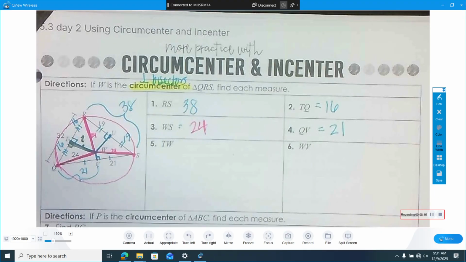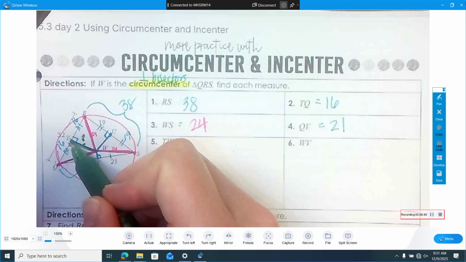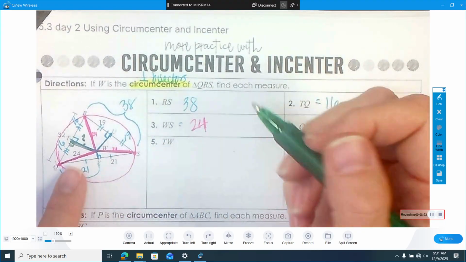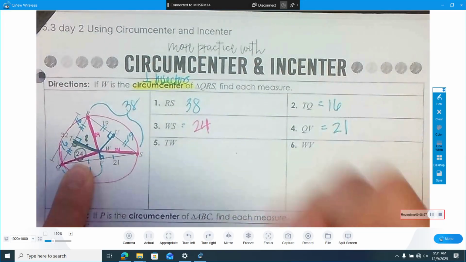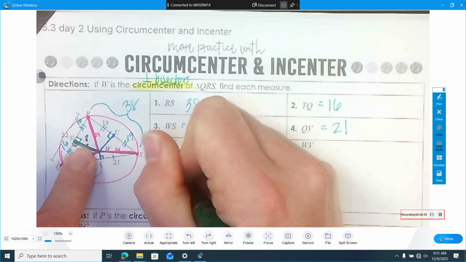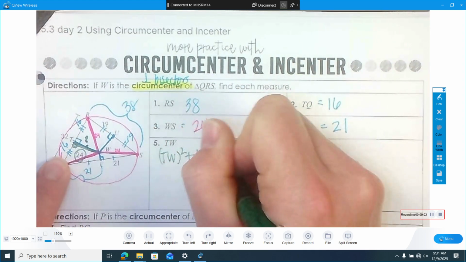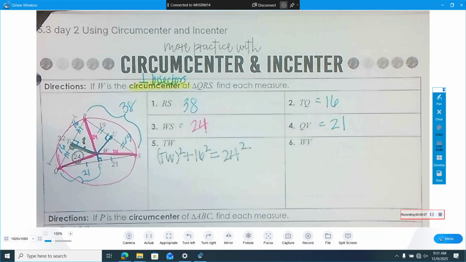A squared plus B squared. Yeah, it's a right triangle, so the Pythagorean theorem. So where's the hypotenuse? 24. 24 is the hypotenuse there. So we're going to have TW squared plus 16 squared equals my 24 squared. So this is a right triangle. Figure out what the hypotenuse is, and then it's pretty easy to set up. Okay.